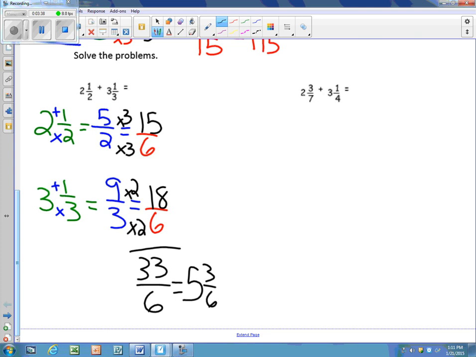Now I need to simplify. So I carry my 5 over, and both of those numbers can be divided by 3. So 3 divided by 3 is 1, and 6 divided by 3 is 2, giving 1/2.